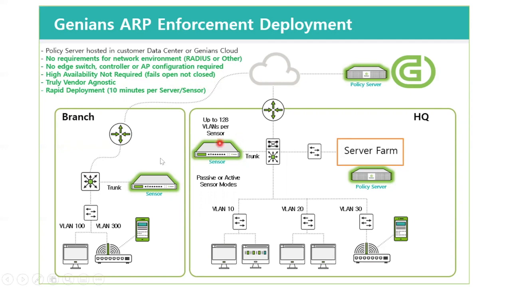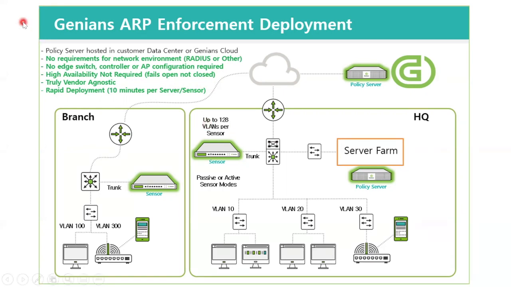Whether you deploy sensors at your branches or your HQ will depend on your network topology, but one sensor can monitor and enforce up to 128 VLANs per sensor, and there are active and passive modes available, which we'll discuss in a moment.